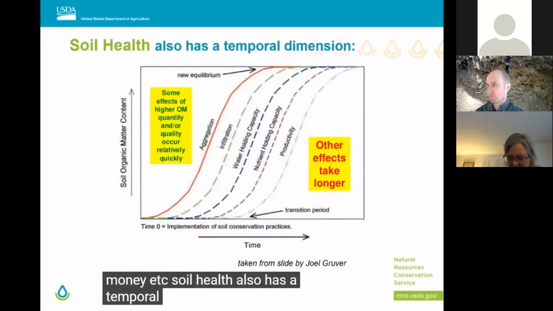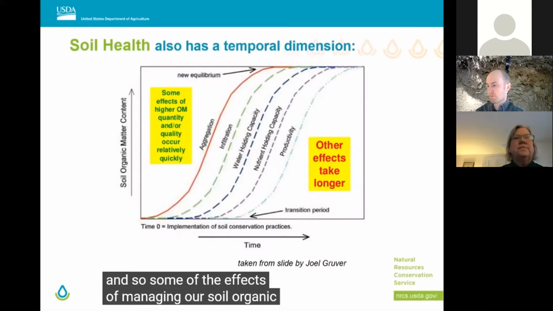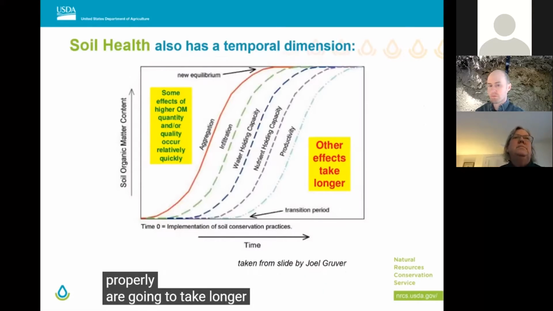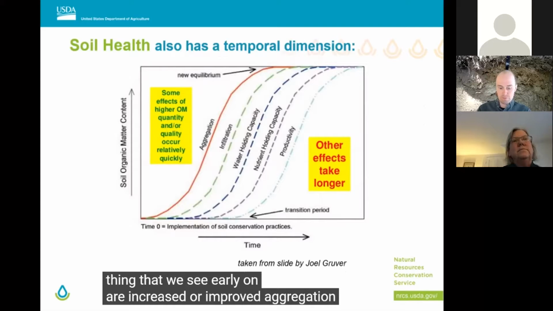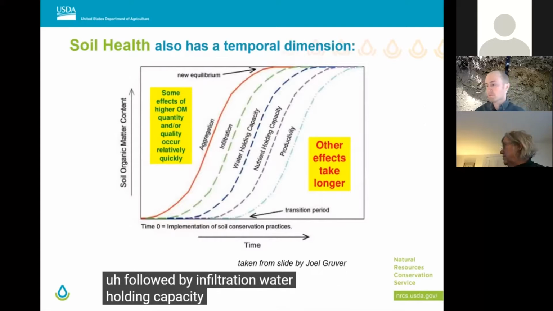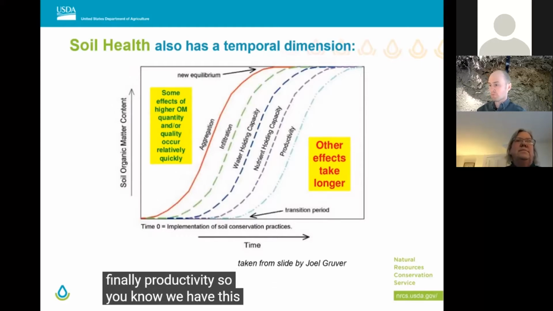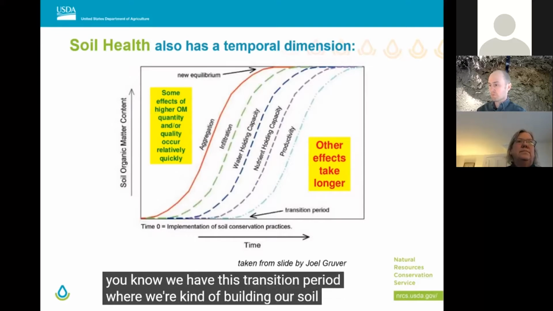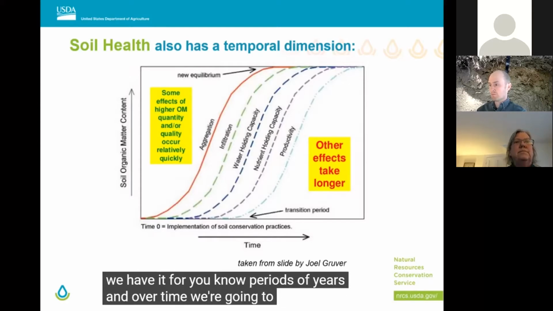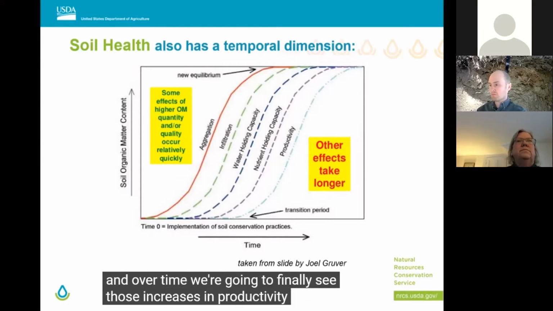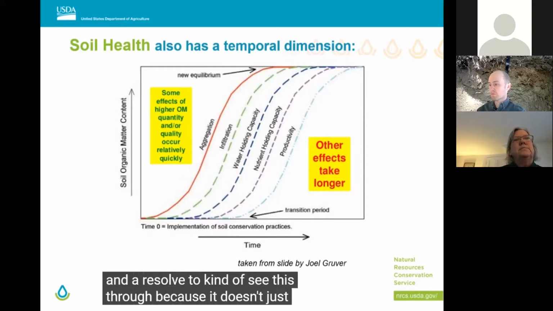Soil health also has a temporal dimension, and so some of the effects of managing our soil organic matter properly are going to take longer to realize. One thing that we see early on is improved aggregation, followed by infiltration, water holding capacity, and then nutrient holding capacity, and finally productivity. So we have this transition period where we're kind of building our soil health. We have it for periods of years, and over time, we're going to finally see those increases in productivity. But it takes a real commitment and a resolve to see this through, because it doesn't just all happen right away.